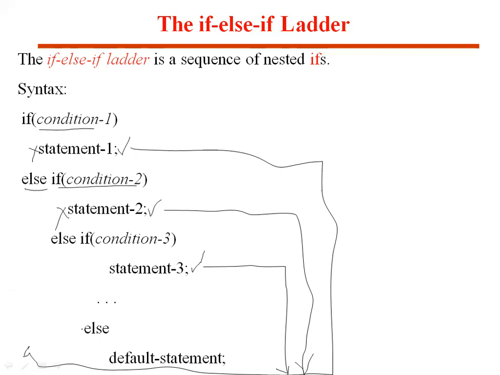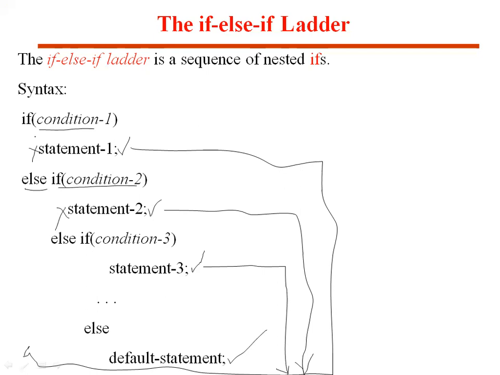Then this is the final else statement. The control comes to this else, and this is the default statement, and this is executed finally. That means in this else if ladder, either statement 1 or statement 2 or statement 3 or statement n or the default statement, only one of these statements is executed, but not all. Please remember.